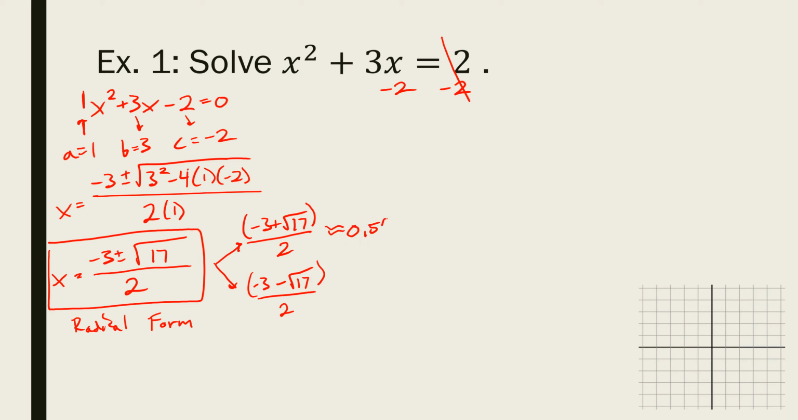When you put both of these into your calculator, you should get that this top one rounds to 0.56, and this bottom one rounds to negative 3.56. And so here would be my two solutions of x if I wanted you to give the solutions in decimal form. Now, let's think about what this tells us on a graph.